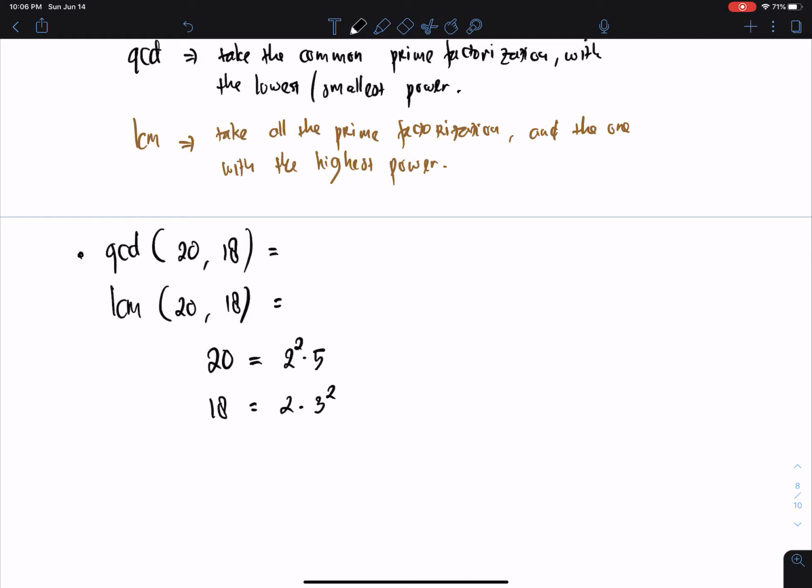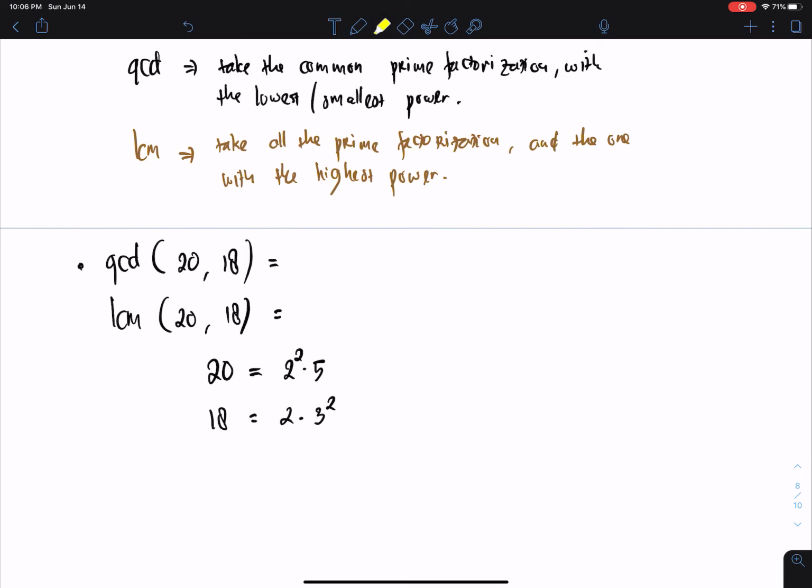So now we solve for GCD first. Remember what GCD said? Take the common prime factorizations with the lowest or smallest power. In this case, between 20 and 18, the common prime factorization is only 2, and the smallest power is 2 to the power of 1. So the GCD will be 2.